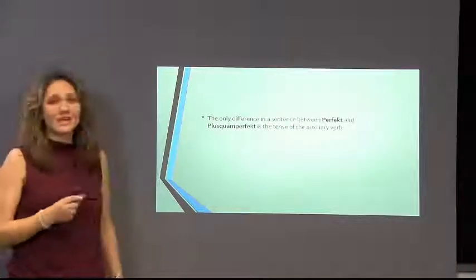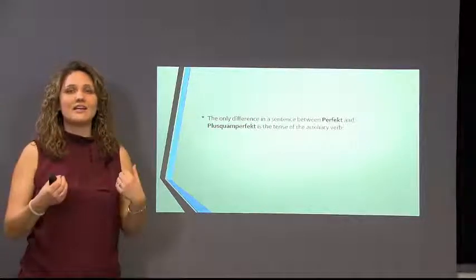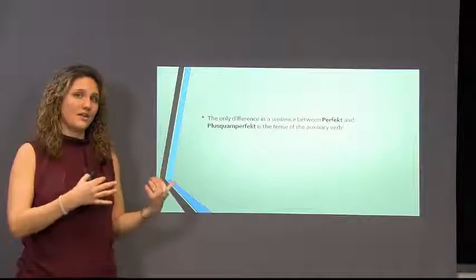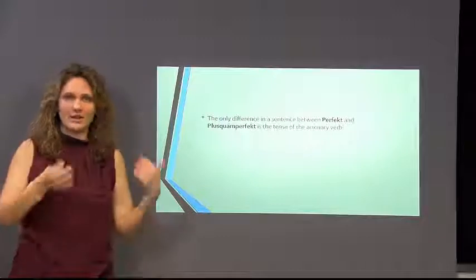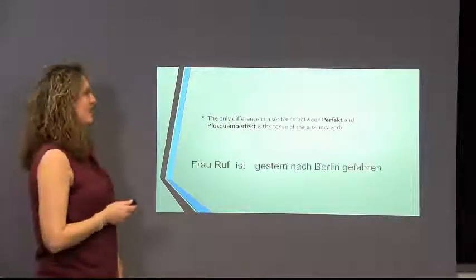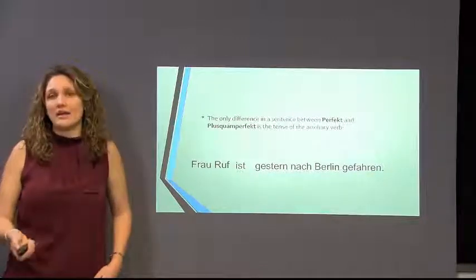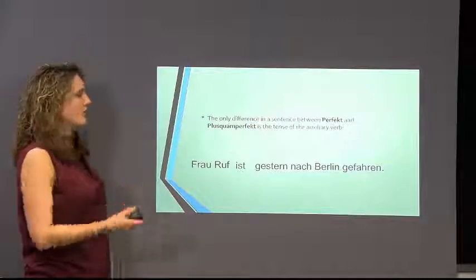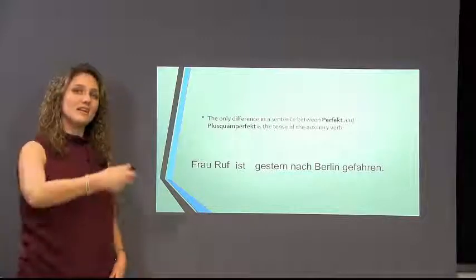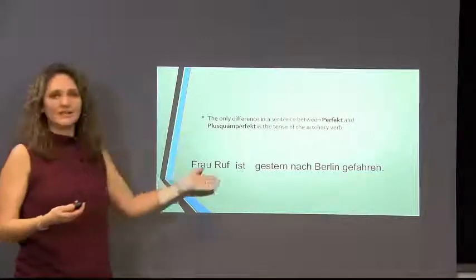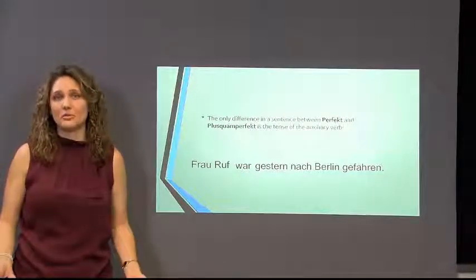Okay, so really I just want to make this point again. The difference between the Plusquamperfekt and the perfect is just that it goes back in the past one time further back, and then of course you change the auxiliary one step further in the past as well. So if you had a sentence like Frau Ruf ist gestern nach Berlin gefahren, this would be a perfect sentence. Okay? Frau Ruf went to Berlin yesterday. All you do to put it in the Plusquamperfekt, so to make it an even more distant past, is to replace the ist, the auxiliary, with war, because that would be the Präteritum form of sein.